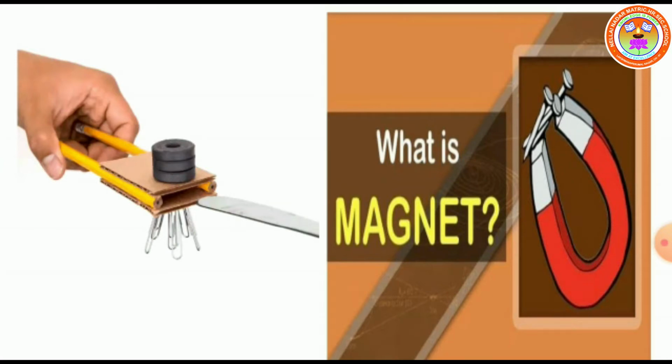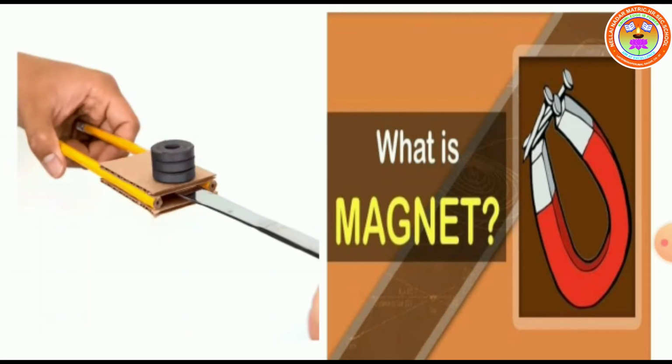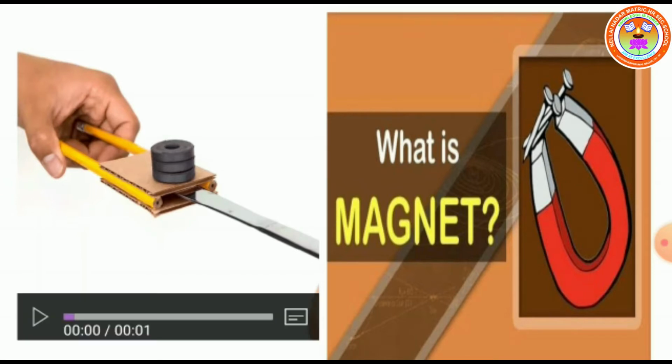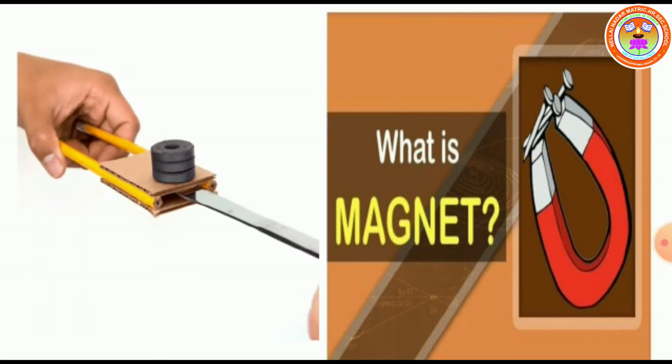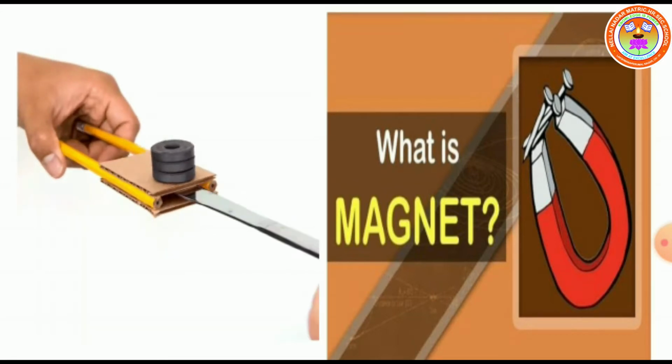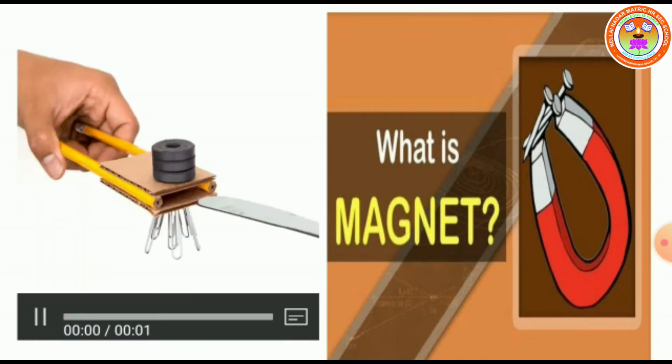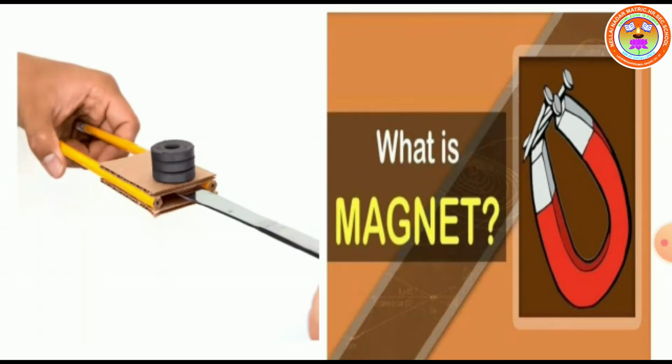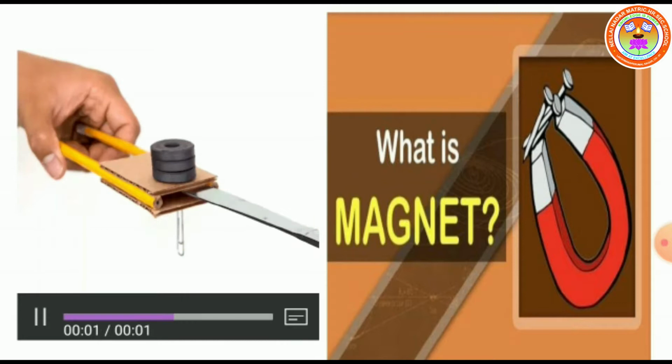Definitely, we have all heard about magnets. What is a magnet? A magnet is an object, generally a metal, that has a north and south pole, such that opposite poles attract and like poles repel.